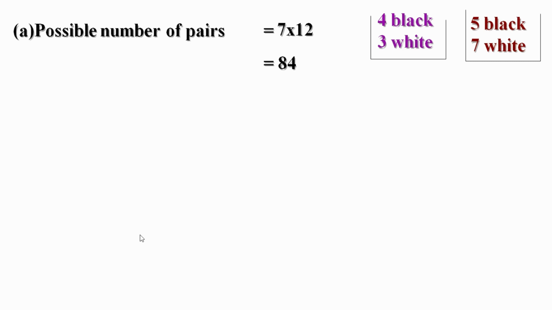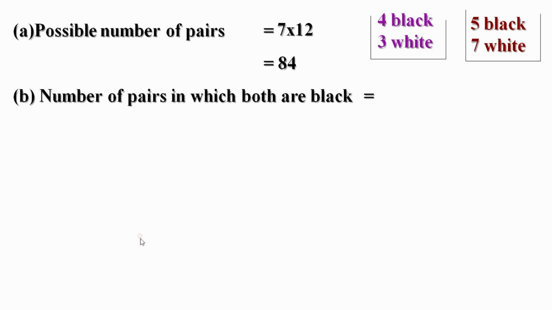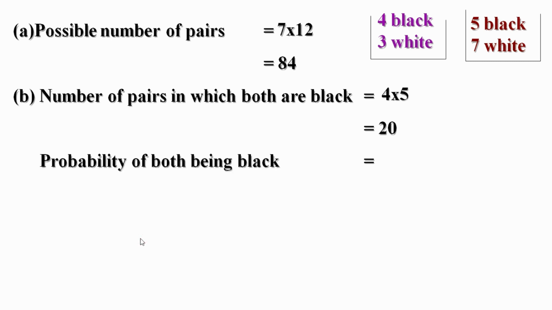Let us find the number of pairs in which both beads are black. In the first box there are 4 black beads and in the second 5 black. So the number of pairs in which both are black is 20. Therefore, the probability of getting both black beads is equal to 20 by 84. 5 fours are 20, 21 fours are 84. So it can be simplified as 5 by 21.